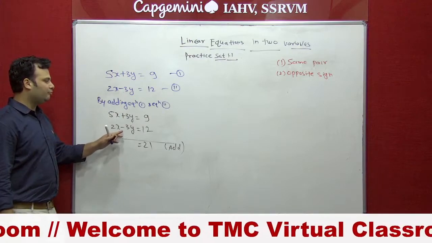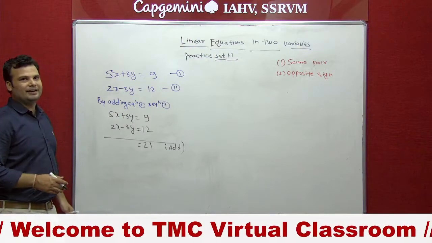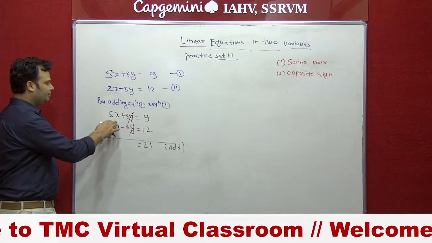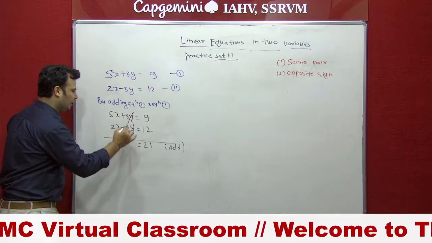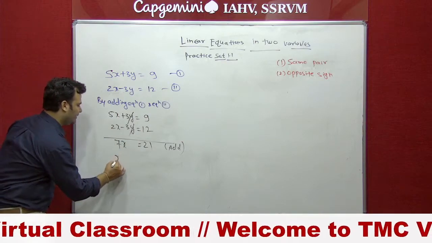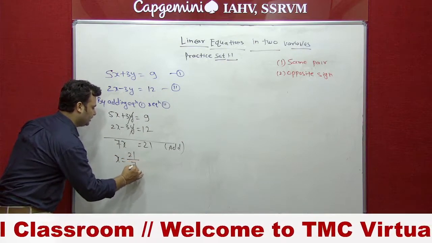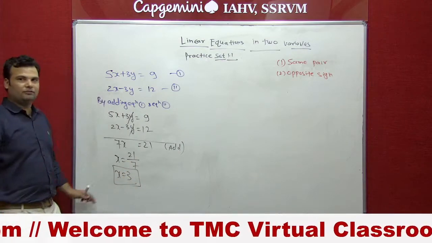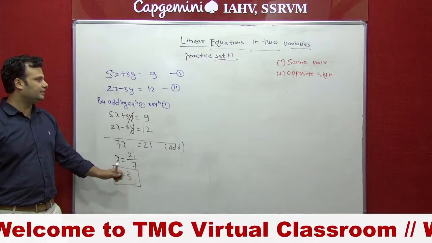That's why we have to take opposite sign, because one variable will get cancelled by the other. So 3y and 3y get cancelled. 5x plus 2x is 7x. Now we have to find the value of x. So x equal to 21 upon 7. 7 threes are 21. So now student, the first variable, that is x, the answer is 3.